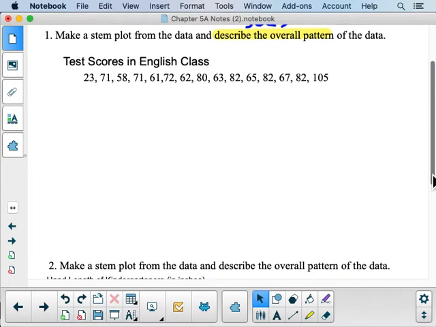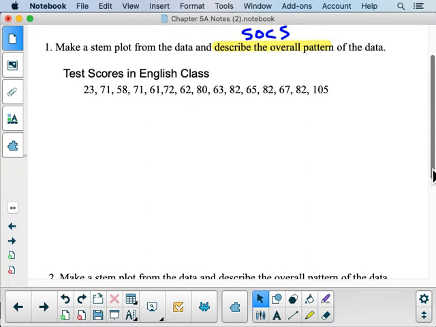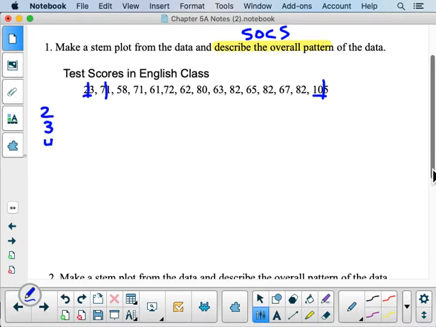So this is about test scores in English class. The smallest leaf I see is 23. The biggest leaf I see is 105, okay? So that means I could do stems like this, 7 stem 1, 5 stem 8. So I need to have 2 be my smallest stem. I need to have 10 be my biggest stem. So I need every number between 2 and 10. And then those are my stems.